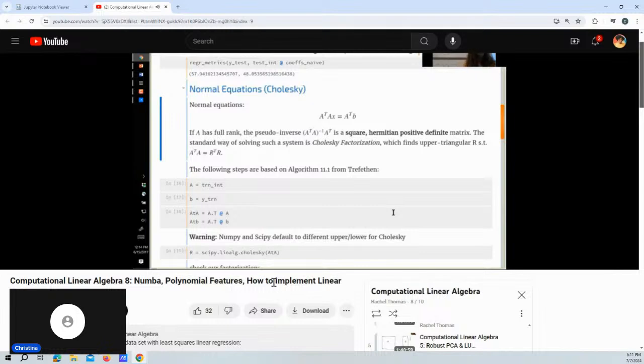And so if A is full rank, A transpose A is going to give us, if A is square, well, actually not even square, if A is full rank, we're going to get a square Hermitian positive definite matrix for A transpose A. And square Hermitian positive definite matrices have something called a Cholesky decomposition. The Cholesky decomposition, or Cholesky factorization, finds an upper triangular matrix R such that R transpose times R equals your matrix. And if R is upper triangular, what would R transpose be?